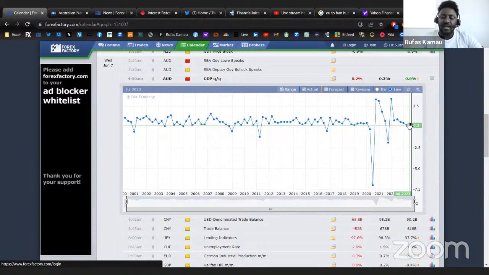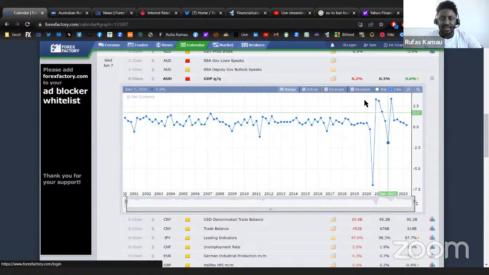The central bank has been looking to slow down the economy so that prices can stabilize. And in that case, they wouldn't go for another rate hike. So in this case, it's a positive for the RBA, the Reserve Bank of Australia. They may not be looking to go for another rate hike.